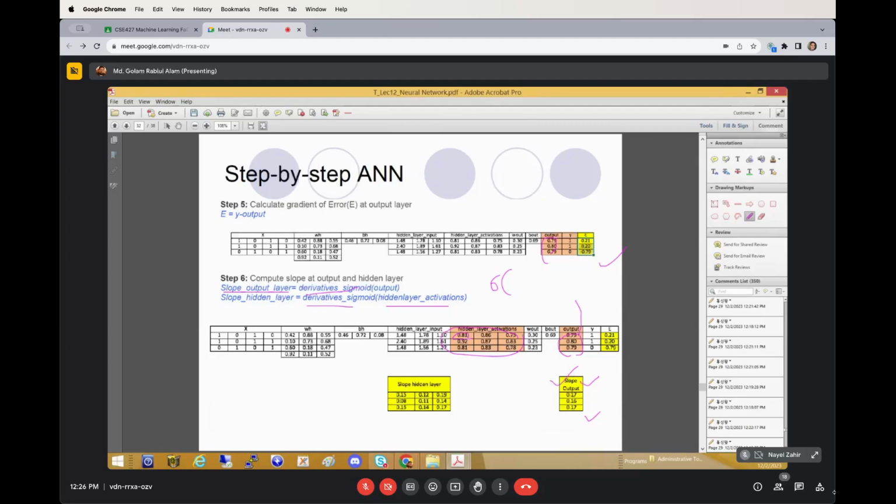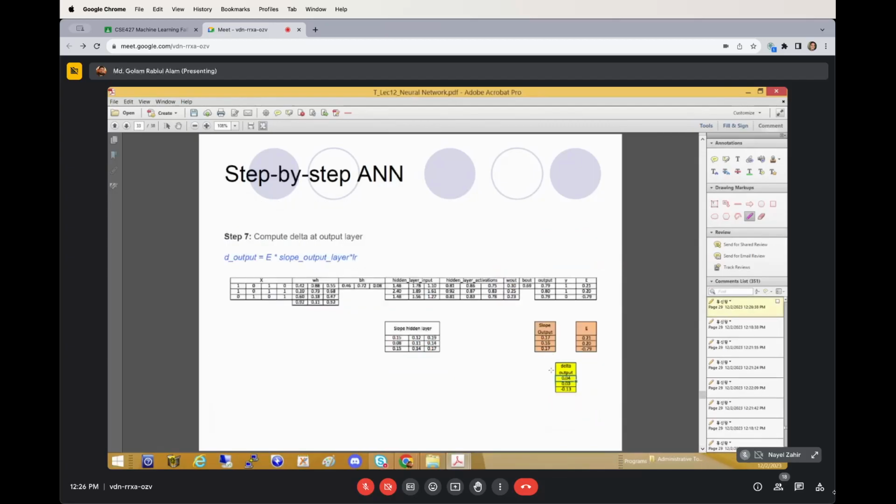So this value, then 1 minus that value again, we will get the derivative. So this is the derivative of the sigmoid of the hidden layer. Okay, so we got the derivatives. And now the next thing, after getting those derivatives, is to find the delta output. So delta of output sum, or delta output. Here it is the error times the slope of the output layer.